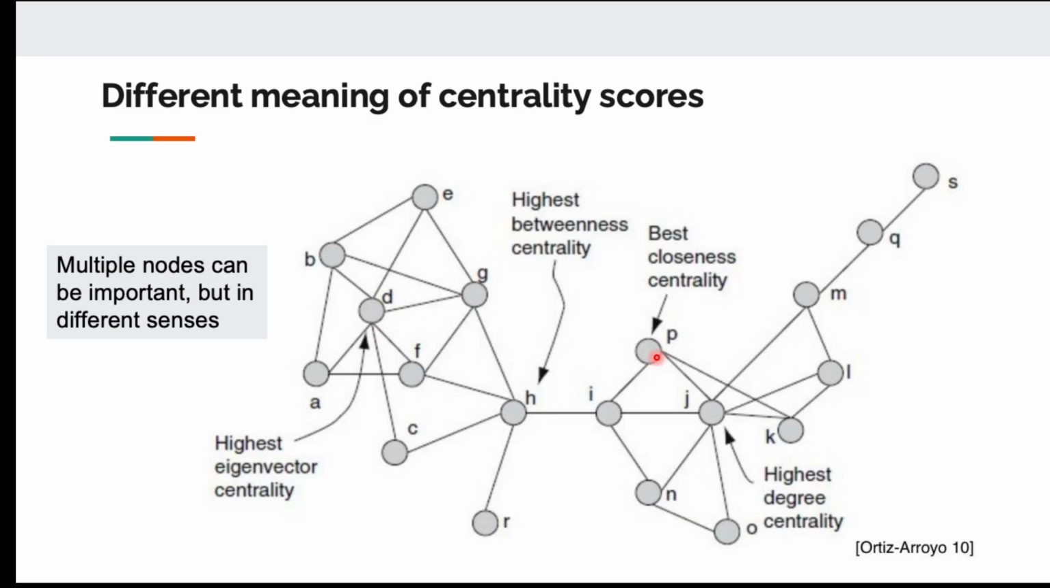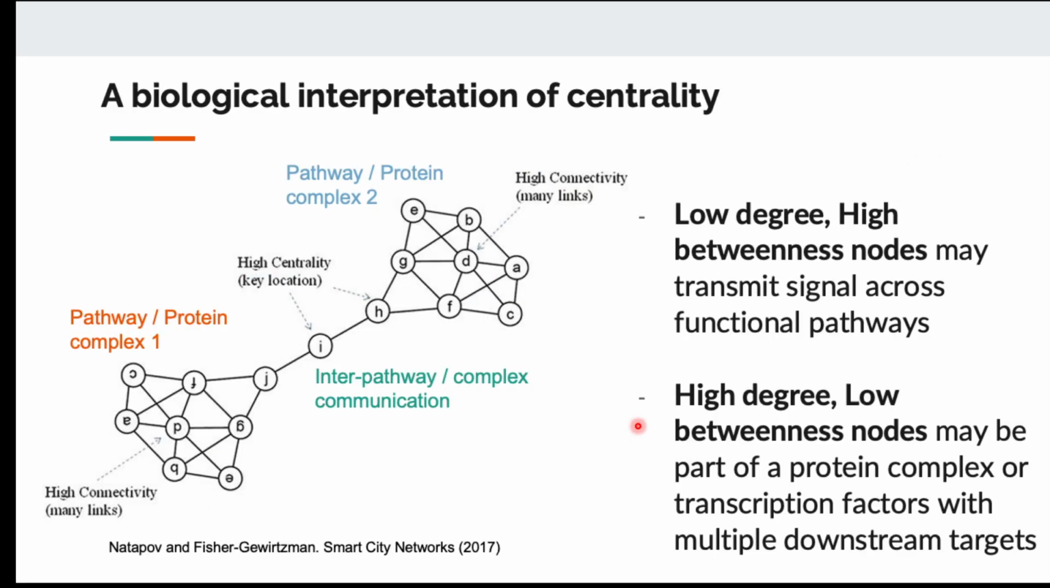And in biology, we might think that multiple definitions of importance, like high degree might be important, high betweenness might be important. We might think that maybe these properties should point us to the same gene, because we have certain genes that are important. Should they have both properties? And it turns out in biology, different genes can have different importance.